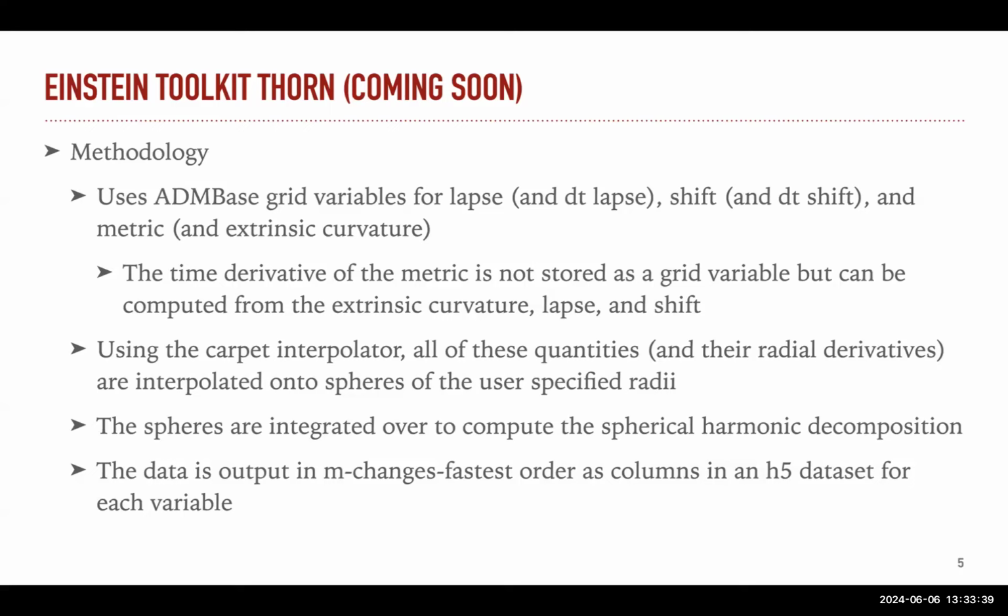and the shift. And then once we have all of those variables, we use the Carpet interpolator to interpolate all of these quantities onto the user-specified radii. And also you can use the interpolator directly to compute the radial derivatives. Then we integrate over it to compute the spherical harmonic decomposition and export it in the SpECTRE format, which is in index-varies-fastest order of columns in an H5 data set for each variable.